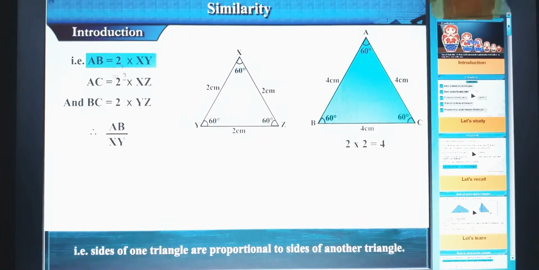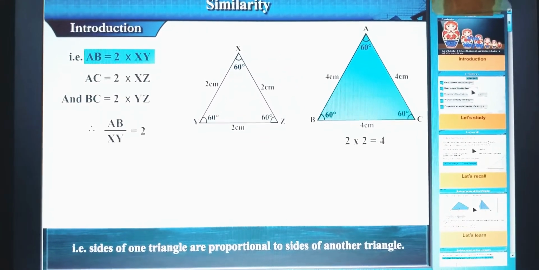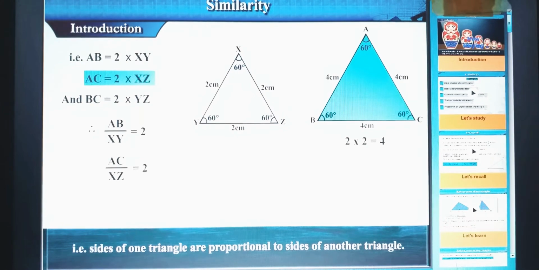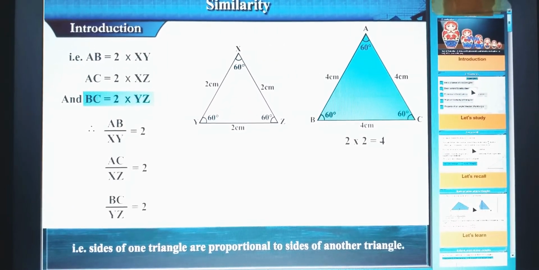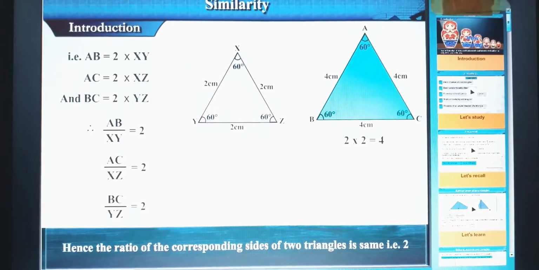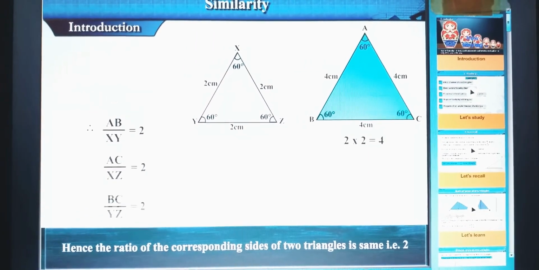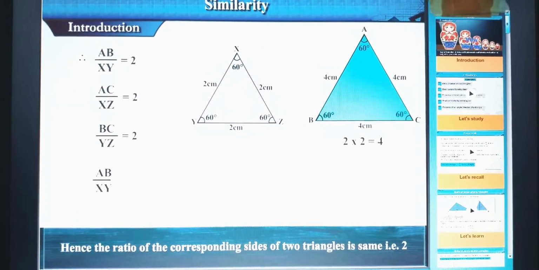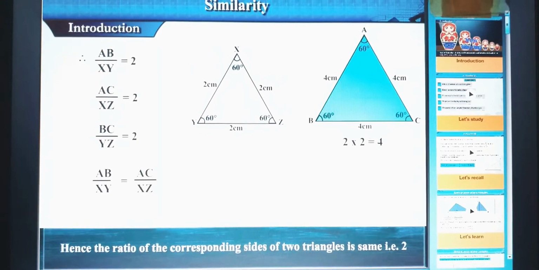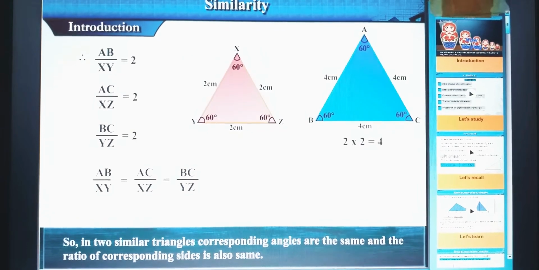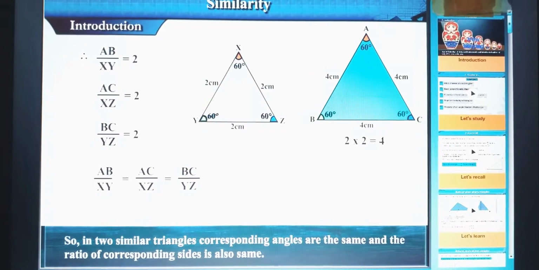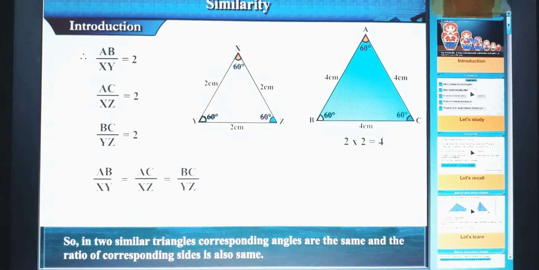Therefore, AB upon XY is equal to 2. AC upon XZ is equal to 2. BC upon YZ is equal to 2. Hence, the ratio of the corresponding sides of the two triangles is the same, that is 2. Hence, we can write AB upon XY is equal to AC upon XZ is equal to BC upon YZ. So, in two similar triangles, corresponding angles are the same and the ratio of corresponding sides is also the same.